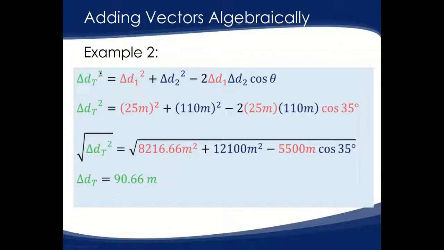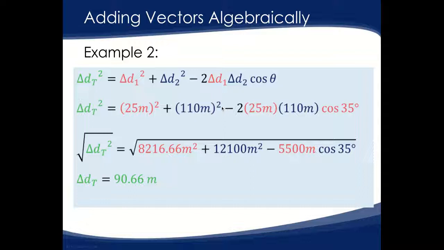So this is looking at angle A and length A. So our total distance is equal to the displacement of line B plus the displacement of line C minus 2 times the displacement of line B times the displacement of line C times the cosine of that angle. So we've got a lot happening here.